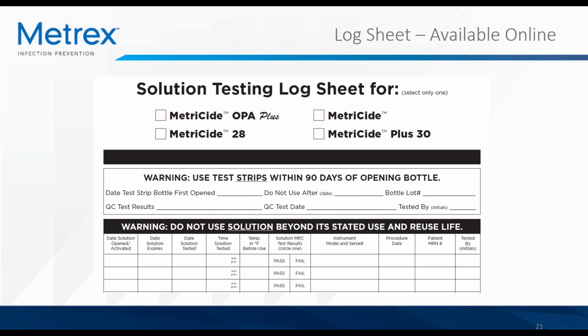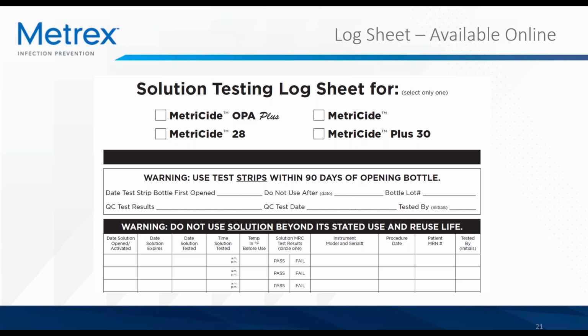What you're looking at now is a screenshot of our solution testing log sheet, which will be made available to you following this webinar. Your facility can, of course, create your own log sheet that will include all the details your facility chooses to monitor, as a lot of times facilities require even more data than what this example captures. However, what's important to note in this example is that this is where, after performing the test strip QC test, you'll want to log whether the test strip bottle passed or failed the overall QC test. You'll also need the lot number of the specific bottle tested, when the QC test was done, and by whom.